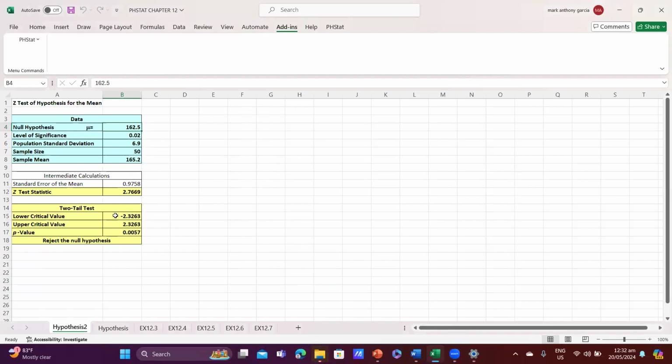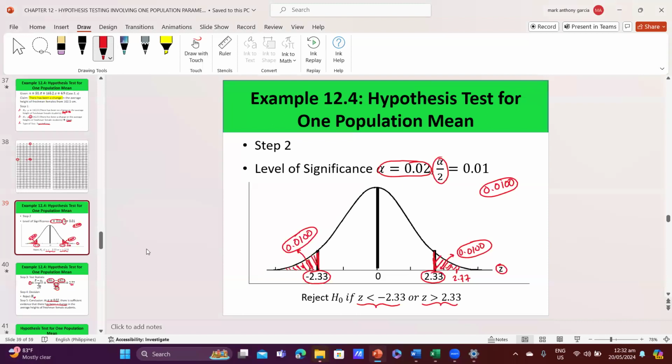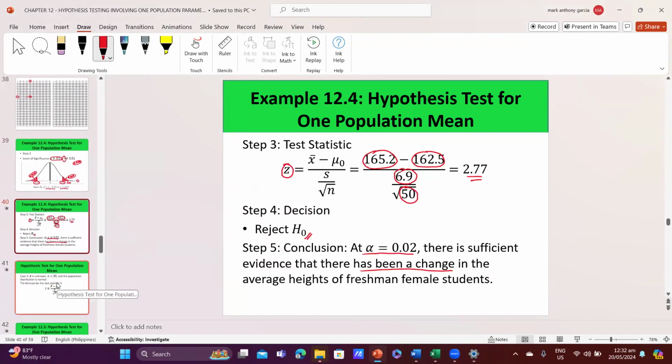So as you can see, we have two critical values, negative 2.33 and positive 2.33. And our Z-test statistic value is 2.77. And our decision is reject H0, which is consistent with what we got in example 12.4.